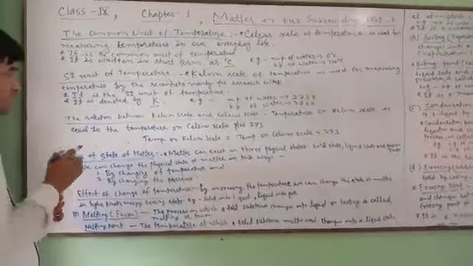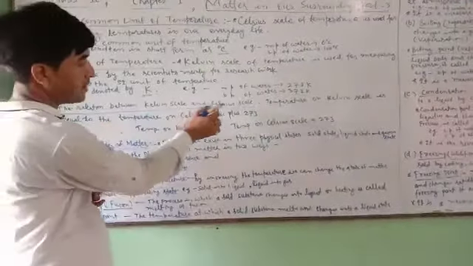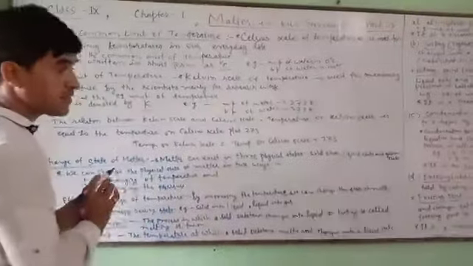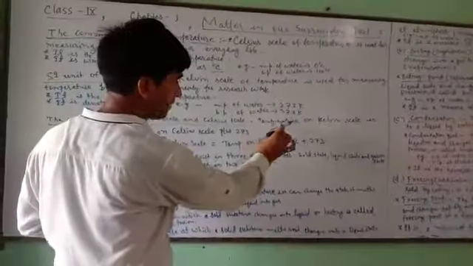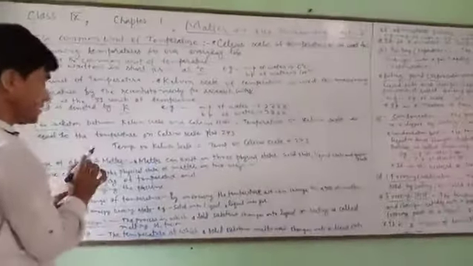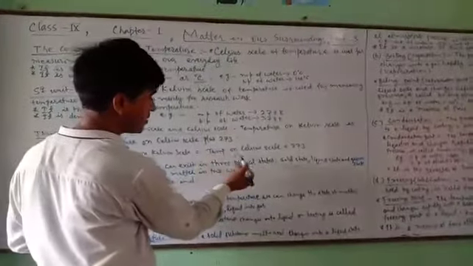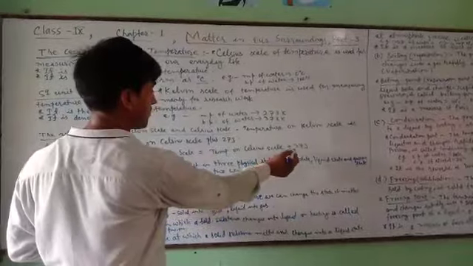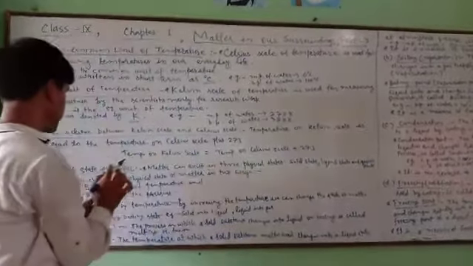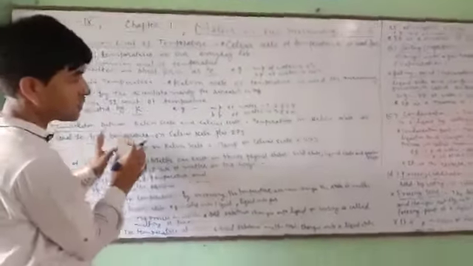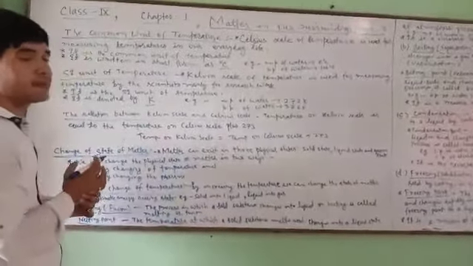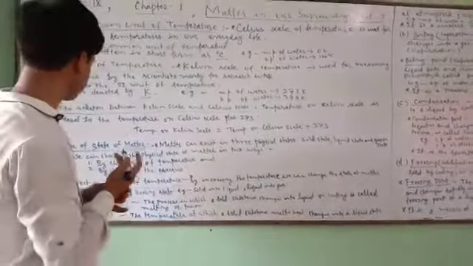What is the relation between the Kelvin scale and the Celsius scale? The temperature on the Kelvin scale is equal to the temperature on the Celsius scale plus 273. On this basis, we can solve several problems that are given in your book.